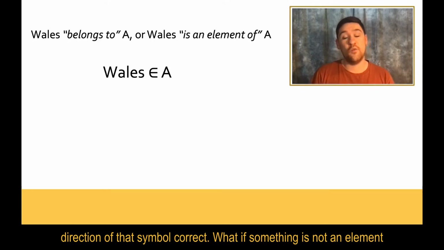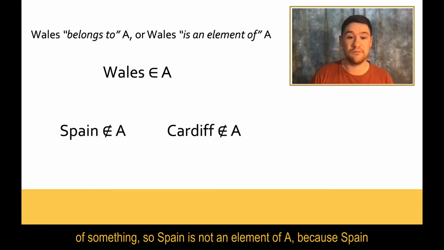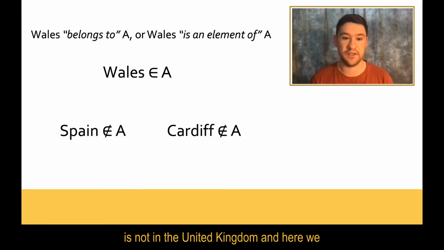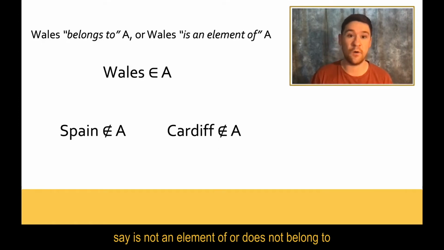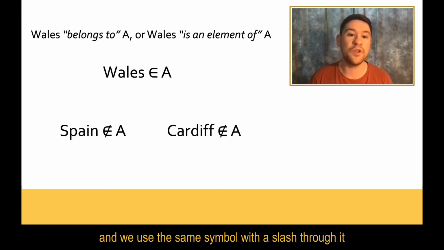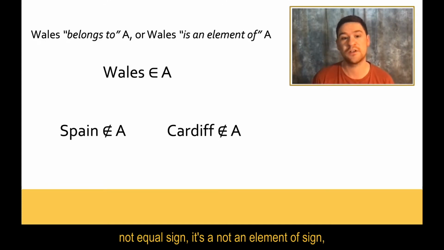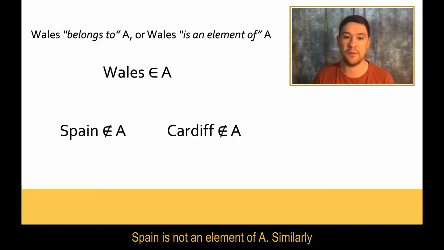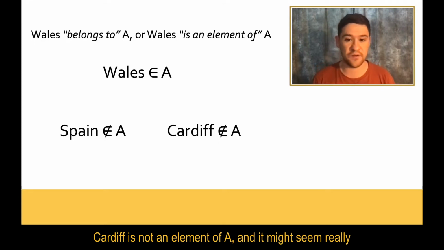Now, what if something's not an element of something? Spain is not an element of A because Spain is not in the United Kingdom. Here we say is not an element of, or does not belong to. We use the same symbol with a slash through it, just like we would with a not equal sign. It's a not an element of sign. Spain is not an element of A. Similarly, Cardiff is not an element of A.